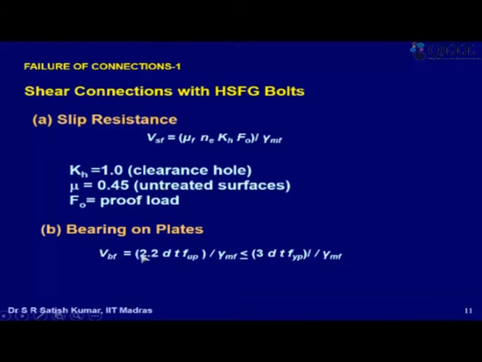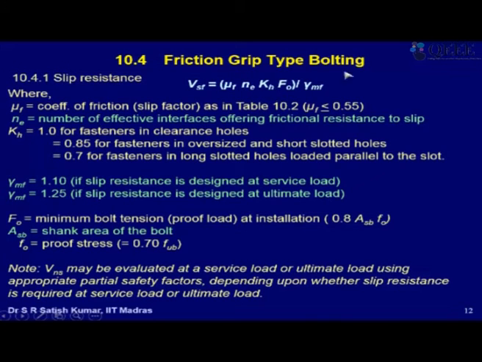It also will bear, and the bearing will give 2.2 d t FUP of the plate by gamma MF. So we are assuming that FU of the bolt is larger than FU of the plate, so the bolt is going to bear on the plate. So FUP is for the plate, divided by gamma MF, that is the friction coefficient. So this is basically the same formula, and the coefficient of friction is to be obtained from a table. We'll see the table in a minute.